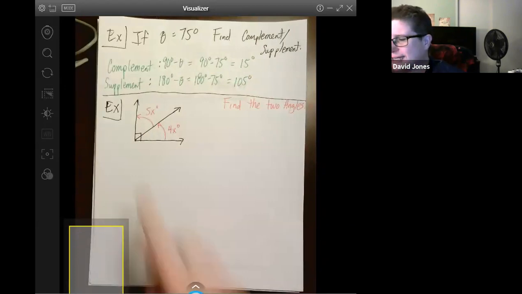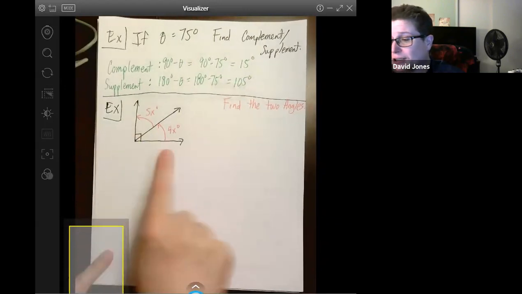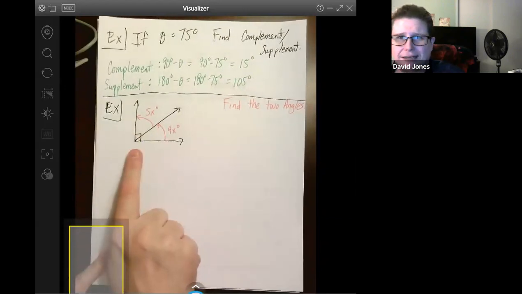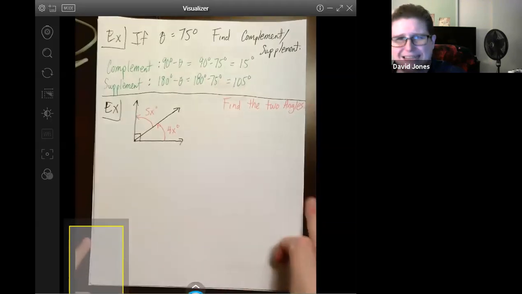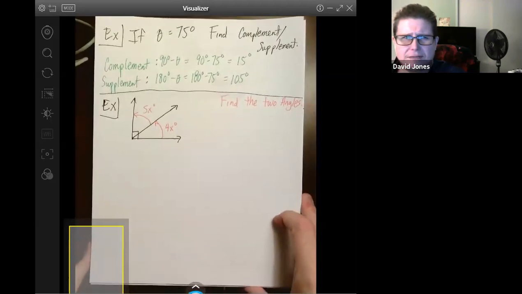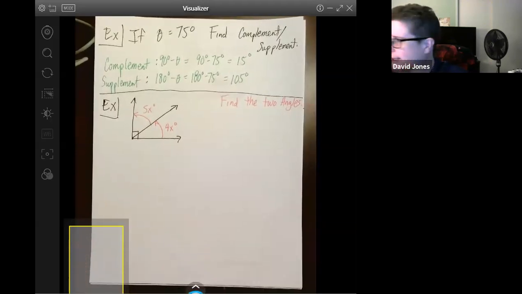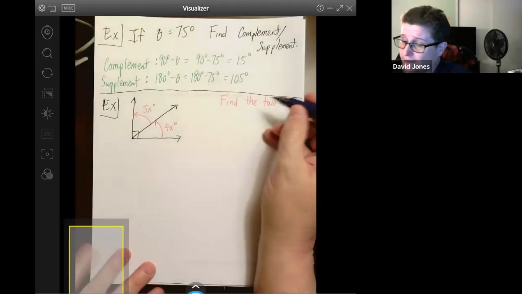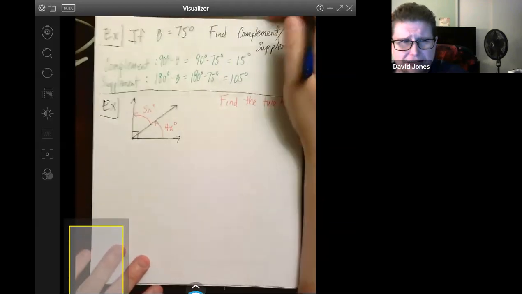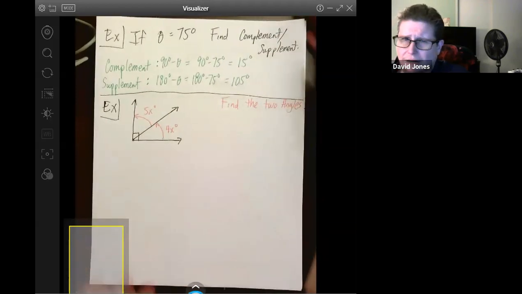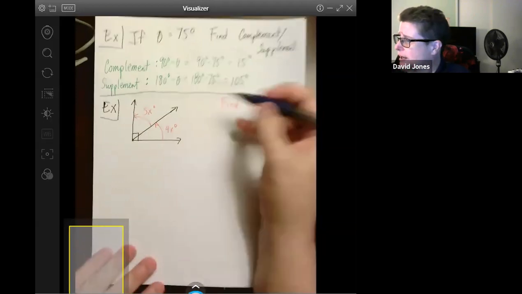Oftentimes, if you see these things where they look perpendicular and they don't put the right angle in, you're usually safe in assuming that it's a right angle. Sometimes they just don't put the square in. If you're trying to make sure everyone knows what you're talking about, though, put the square in. If you're drawing a picture, like you're an architect, putting the square in is not good because it makes it part of the picture.